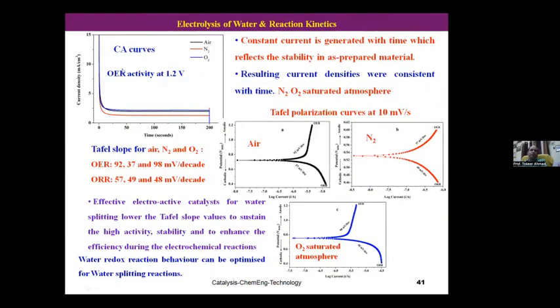So there is a chronoamperometric plot which shows that a constant current could be generated with time, which reflects the stability in the as-prepared material. And these are the Tafel slope graphs in air, nitrogen, and oxygen.